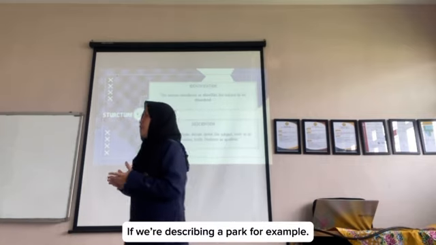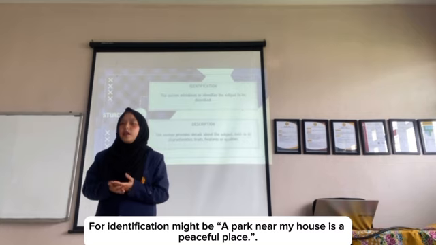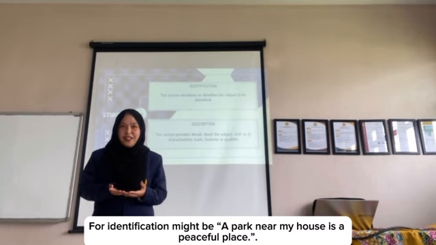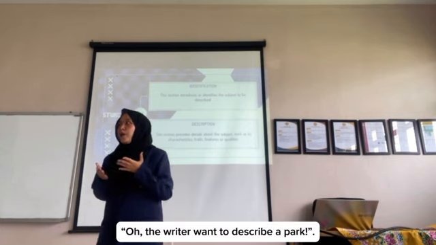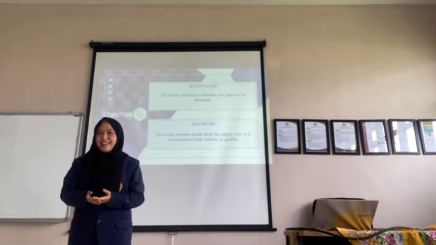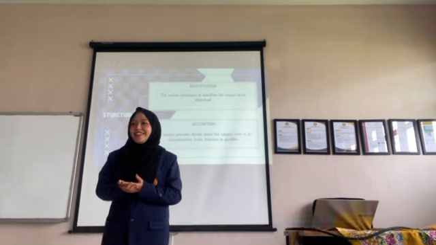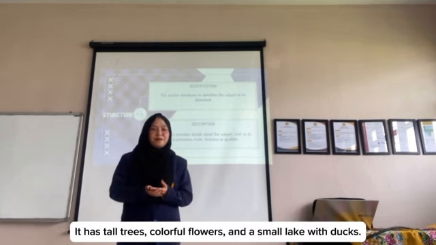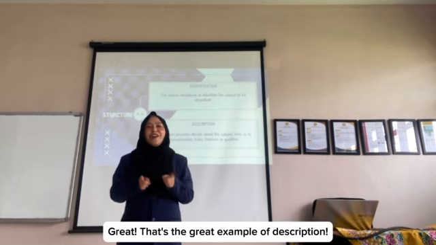If we're describing a park, for example, the identification might be, a park near my house is a peaceful place. So the reader knows what the writer wants to describe. Oh, the writer wants to describe a park. Now, can someone continue the sentence with description? It has trees, colorful flowers, and small dogs. Great, that's a great example of description.